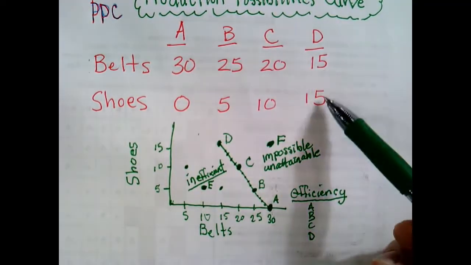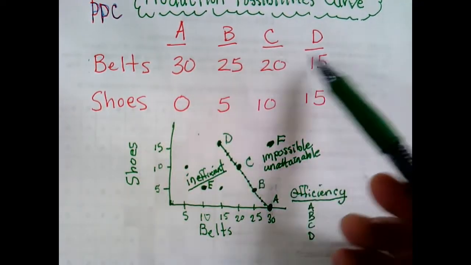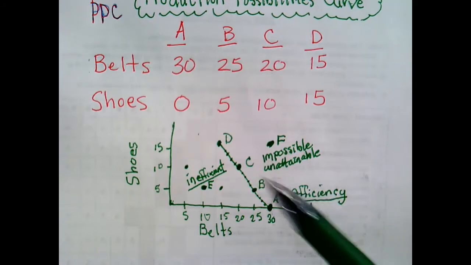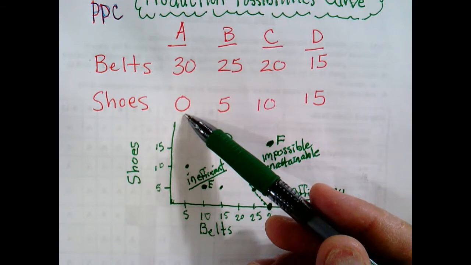So at D, they're making 15 of both, but at A, they're making 30 belts and 0 shoes. So they're making more belts, but what did they have to give up? They had to give up shoes, right? They had to give up 15 shoes.